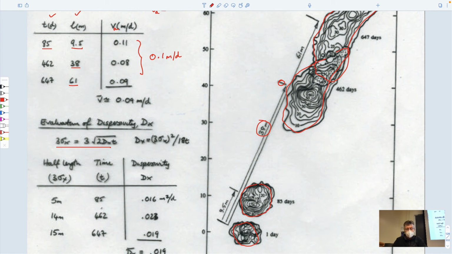We also know that this expression gives us our dispersivity. We can measure these half lengths. So the half length at this time here would be some amount here. I don't know exactly what it is. That looks about right. 5 meters. If this is 10 meters down here, then this half length is about 5 meters. Happens after 85 days. Likewise, if you look after 462 days, the half length is going to be, this looks like the center of mass here. This looks like the half length. Do you believe me that it's 14 meters?